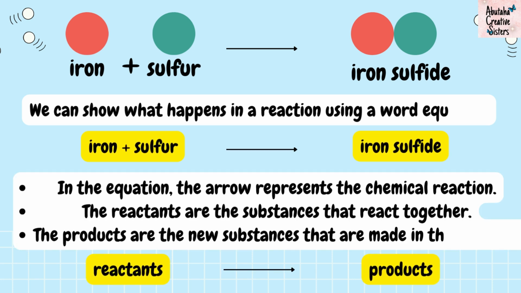We can show what happens in a reaction using a word equation. In the equation, the arrow represents the chemical reaction. The reactants are the substances that react together. The products are the new substances that are made in the reaction.